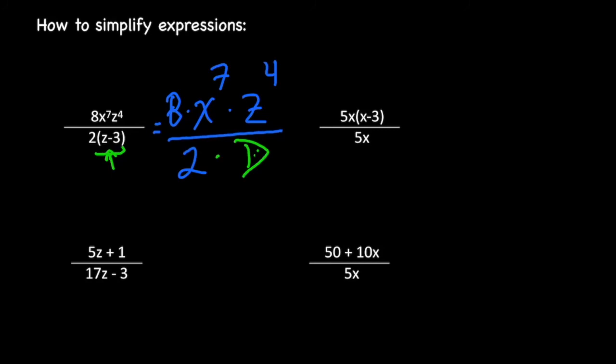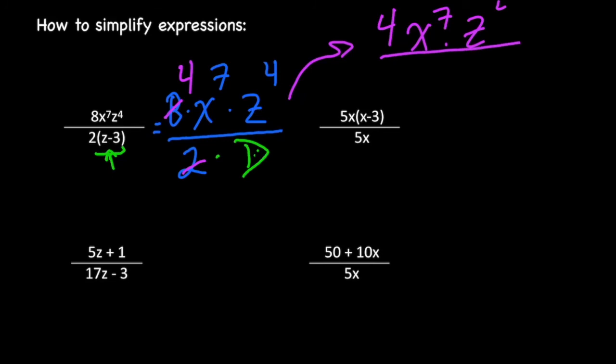So, what could I cancel? Well, really, the only thing I could do is to change this 8 over 2 to a 4. And then, in my final answer, I would write this as 4x to the 7th times z to the 4th. And then, as I write the final answer, I would replace the d with z minus 3. Again, we are not allowed to do anything with this z and this z. Why? Because of the minus sign.